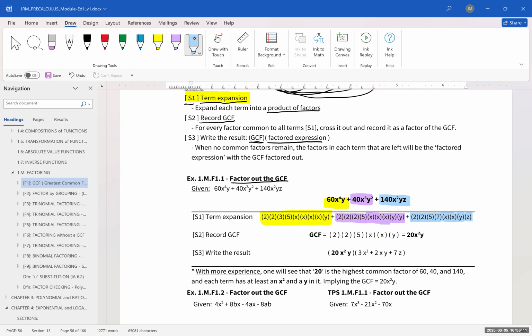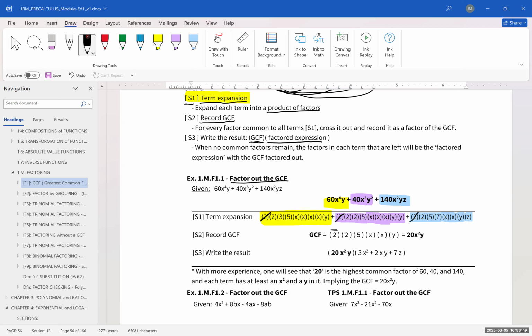Step two is, for every factor common to all terms, cross it out and record it as a factor of the greatest common factor. All right, so what does that mean? What we want to do is look at these three factored terms and find factors that are common in all three. You'll see here that all three have a 2. So I'll cross that out, and I'm going to put a 2 right here.